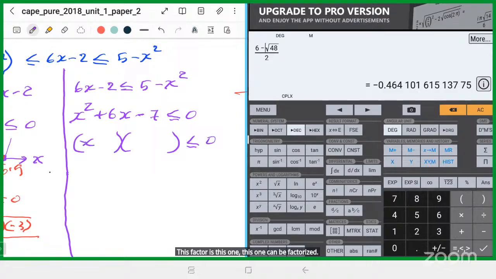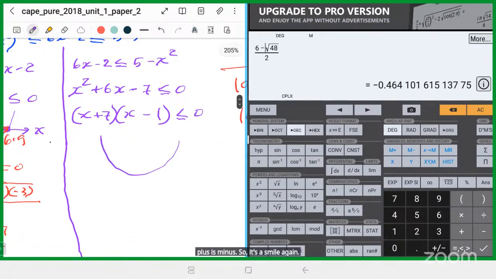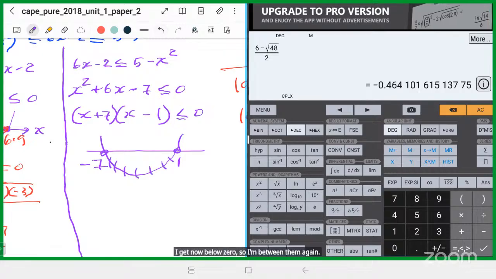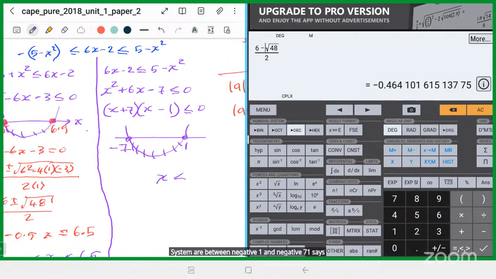It's x and x, with 7 and 1. Signs are different. Give the greater product the plus. So let's make this plus, make this minus. So it's a smile again. And this factor is giving me 1. This factor is giving me negative 7. And again, I'm below 0, so I'm between them again. So this time I'm between negative 7 and 1. So it's x less than or equal to 1 and greater than or equal to negative 7.